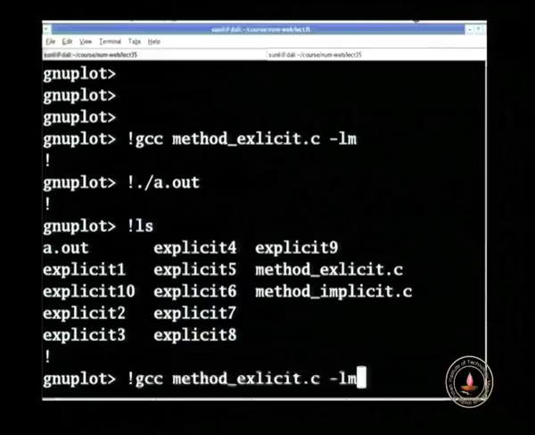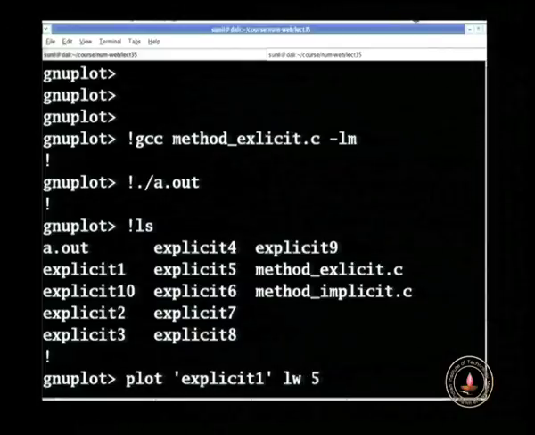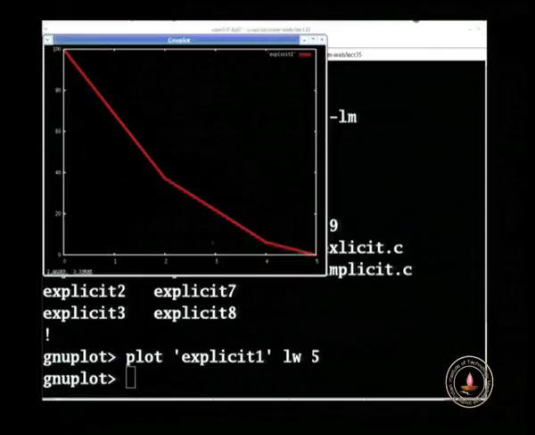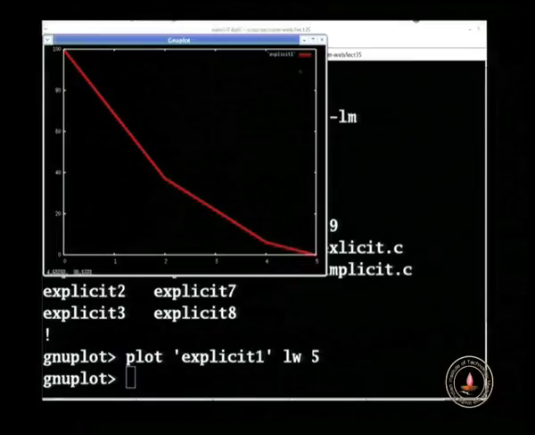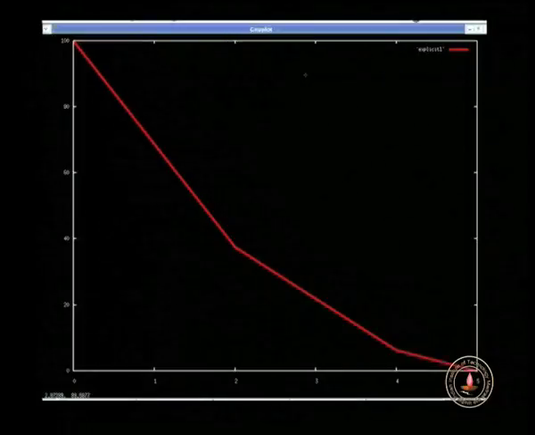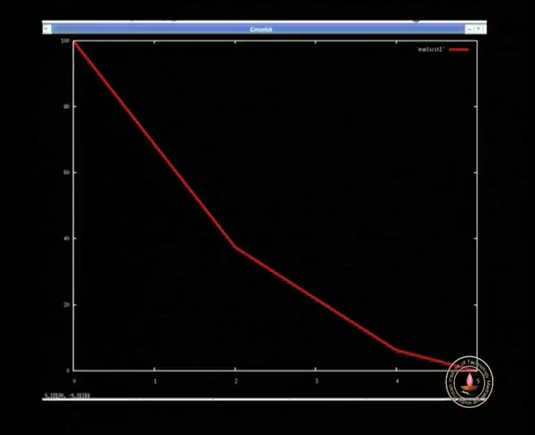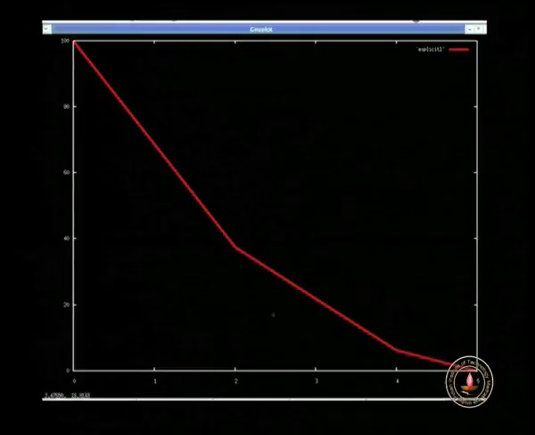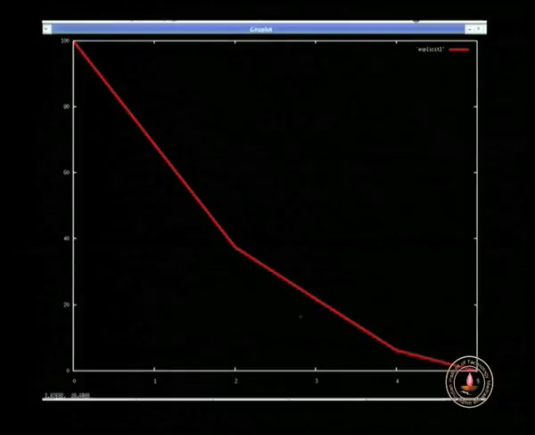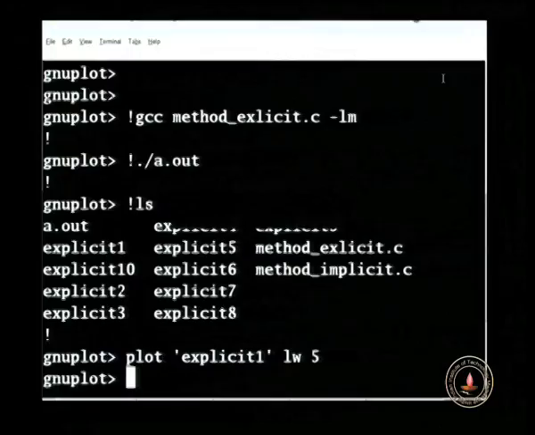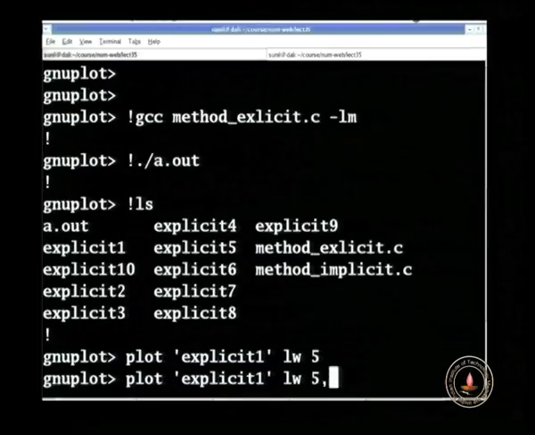Now we plot one of these, the one at time t equal to 5. The temperature goes from 100 to 0 as we go from 0 to 5 in space. So what we see is that the temperature drops, and that's what we expect. It goes to 0 in a continuous fashion. Remember, we have only 5 points in the interior.